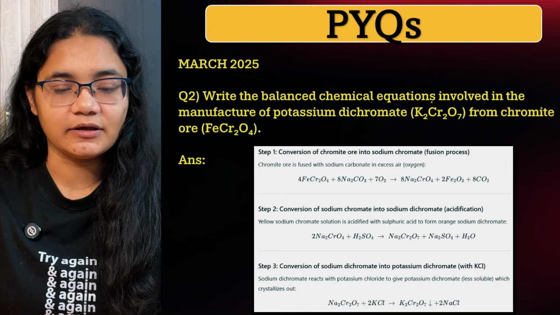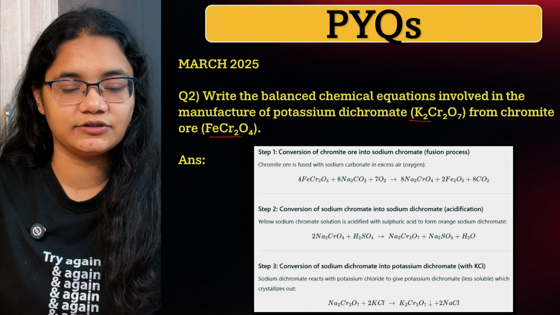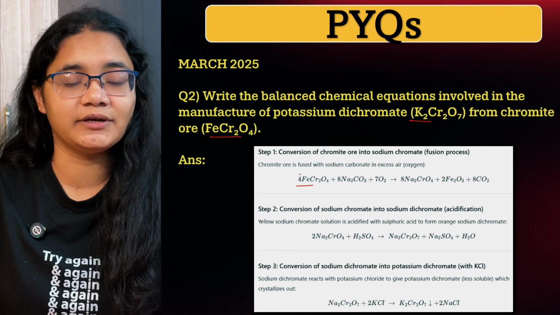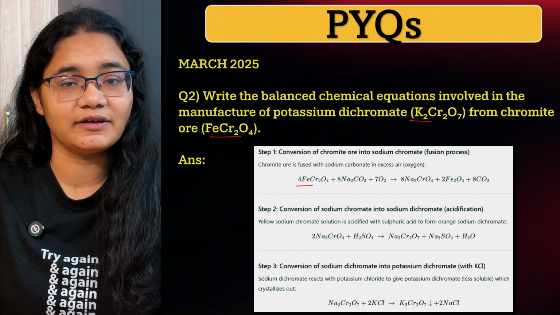Next, write the balanced chemical equation for potassium dichromate and iron chromate. We have already discussed this reaction. You have to remember, it is a must question. Every year this question is asked. So please prepare it thoroughly. Practice these reactions 5 to 7 times.